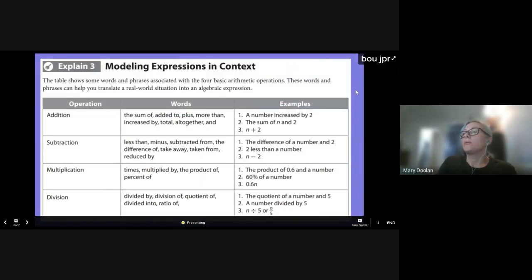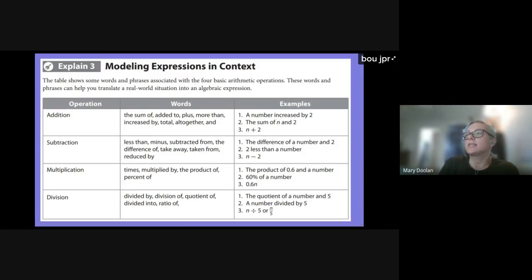All right, and so this is our modeling expressions in context. This table shows some words and phrases associated with the 4 basic arithmetic operations. We have addition, subtraction, multiplication, division. So these are like keywords that if you see in a word problem, they're telling you, hey, that's what you need to do right there. And we saw that yesterday too with the ostrich and the kiwi problem. There are some keywords in there that we turned into mathematical operations.